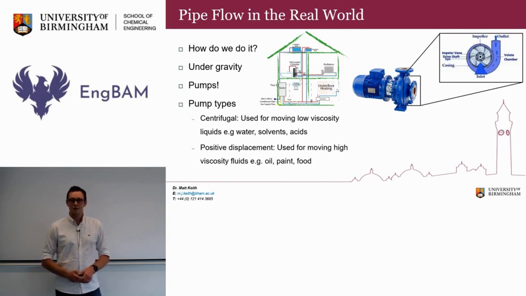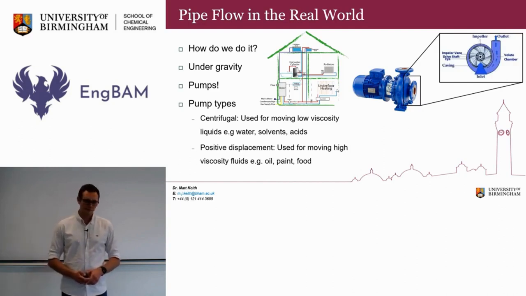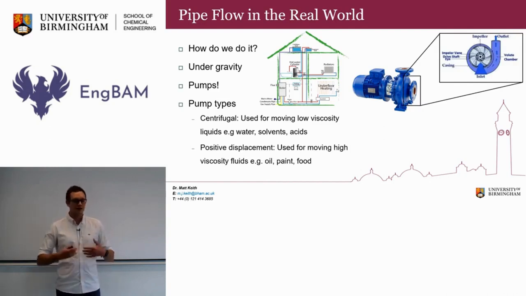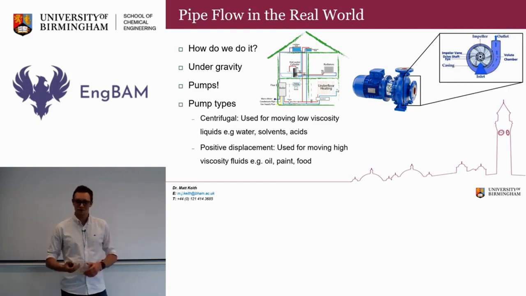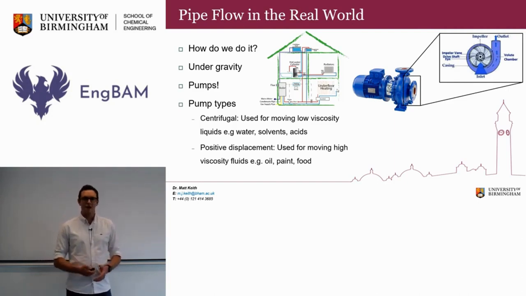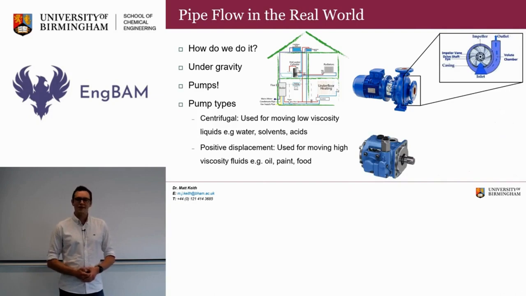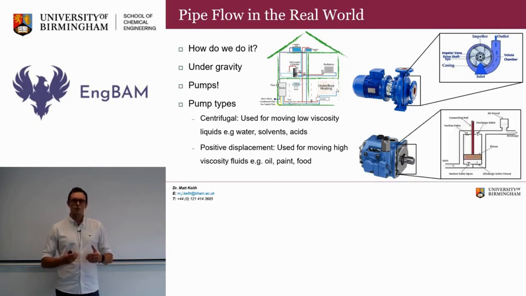We also have what's called a positive displacement pump. These are used for moving higher viscosity fluids, such as oils and paint, around different chemical factories, and they look a little bit different. They look a bit like this. They generally consist of some kind of piston, which is also located at the front, and this piston will just move up and down, alternately drawing fluid in and expelling it out through a different part of the network.